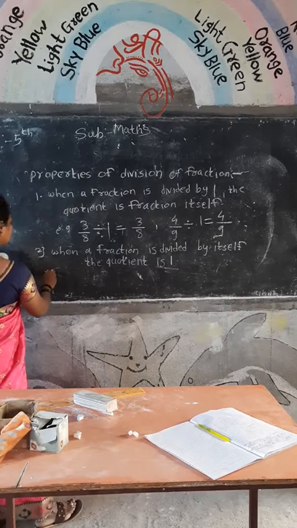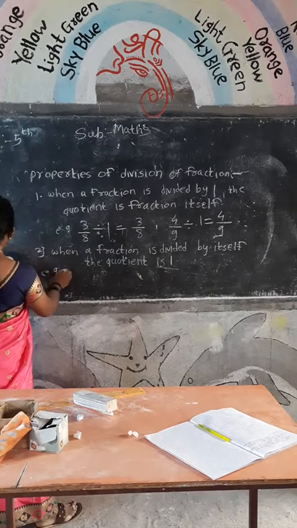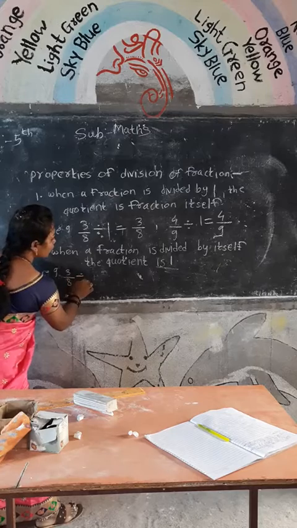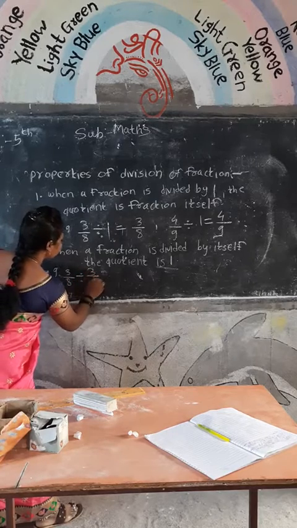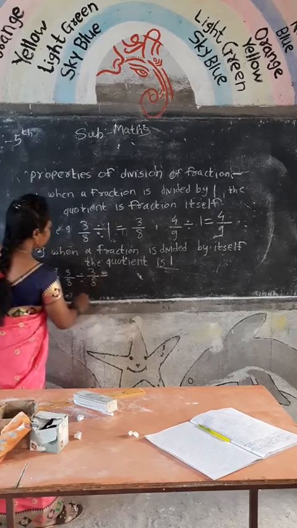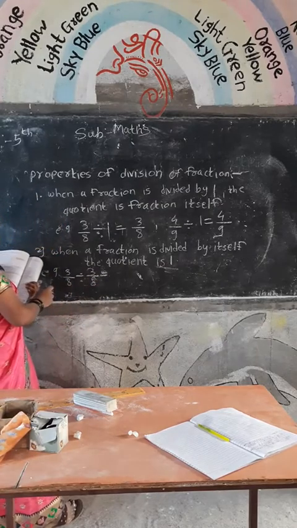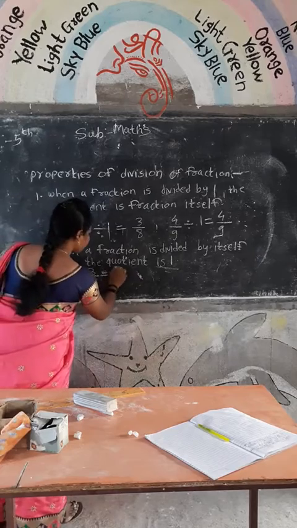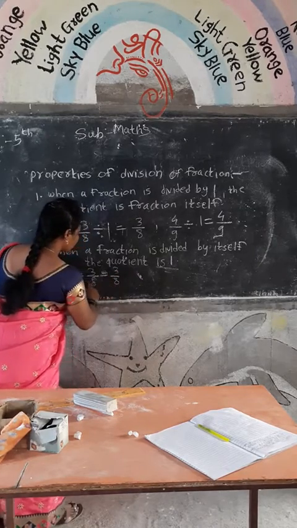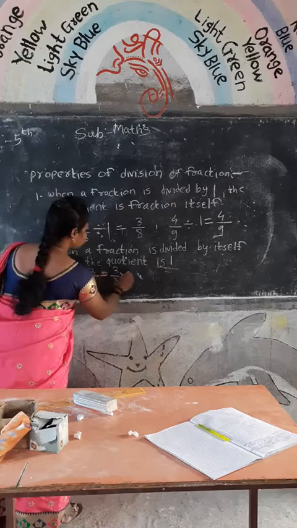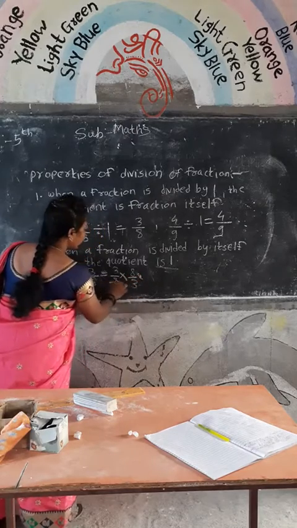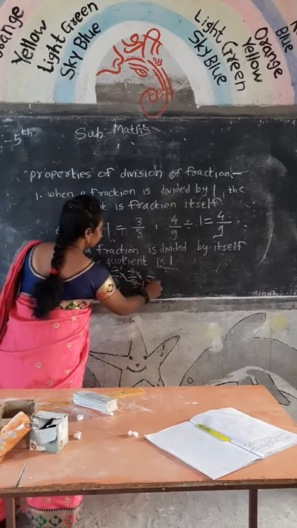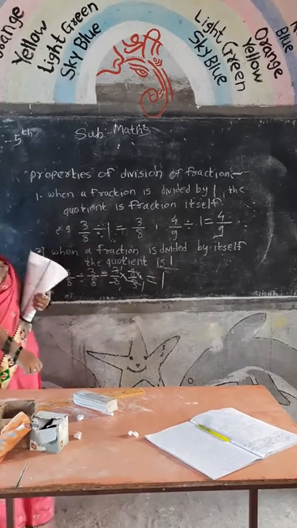For example of this property, when a fraction is divided by itself, that is 3/8 divided by 3/8, then take the reciprocal of the divisor. 3/8 multiplied with the reciprocal of the divisor, 8/3. 8 gets cancelled, 3 gets cancelled, and the quotient is 1.